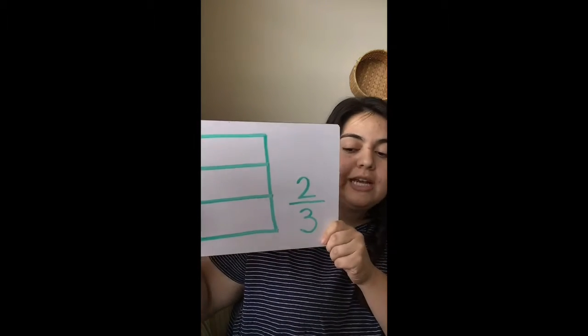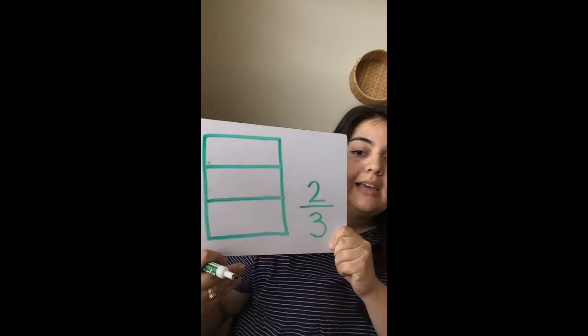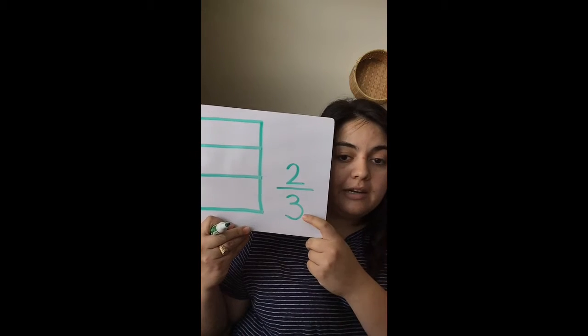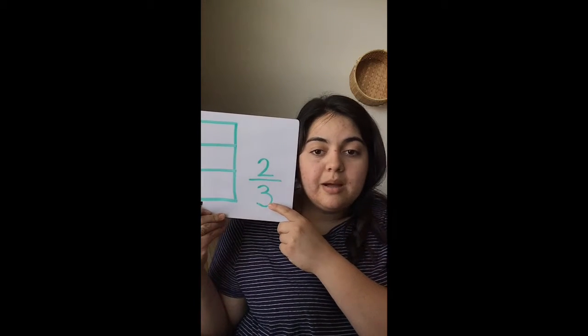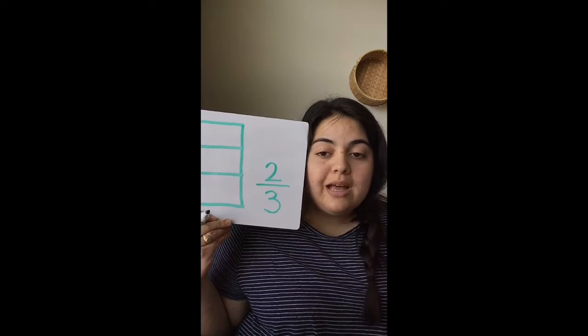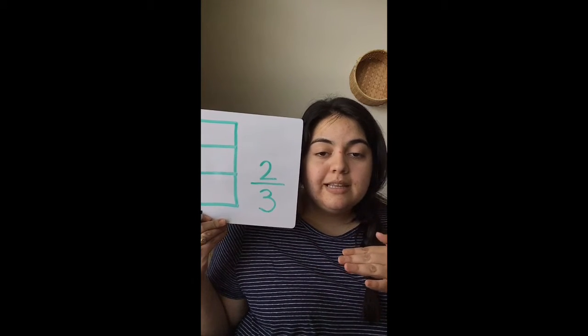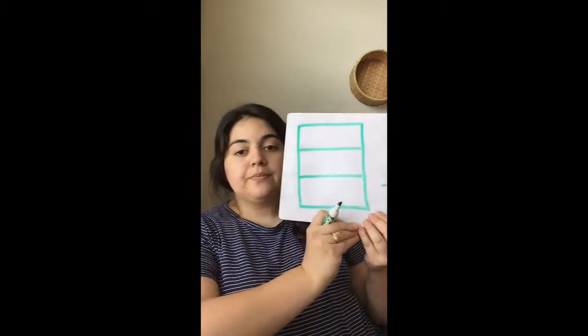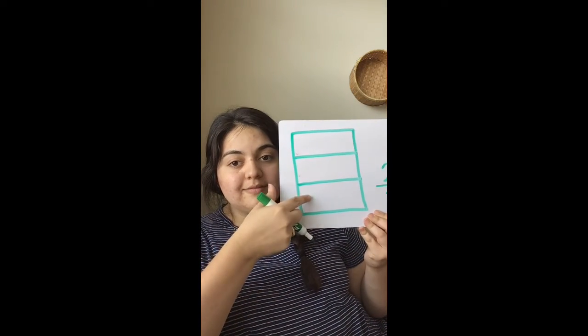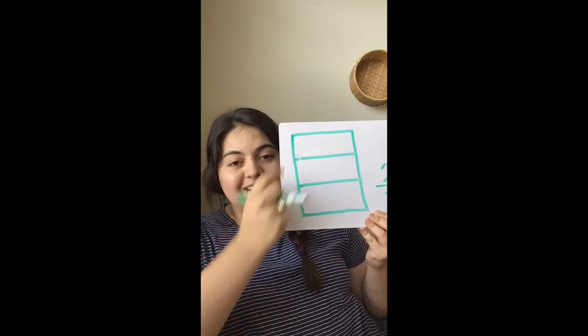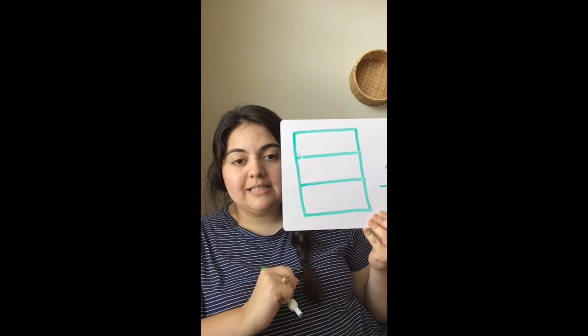Okay, so let's double check that we have the right shape in front of us and that it's broken up into the correct amount of parts. So our denominator, practice saying that word, our denominator is 3. So that means that our shape should be broken up into 3 equal pieces. Let's count and make sure. 1, 2, 3. All right, we have 3 equal pieces.